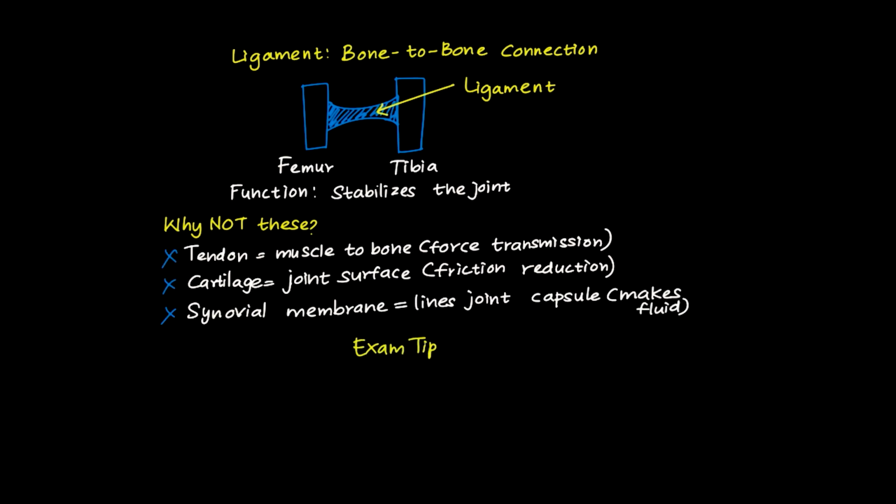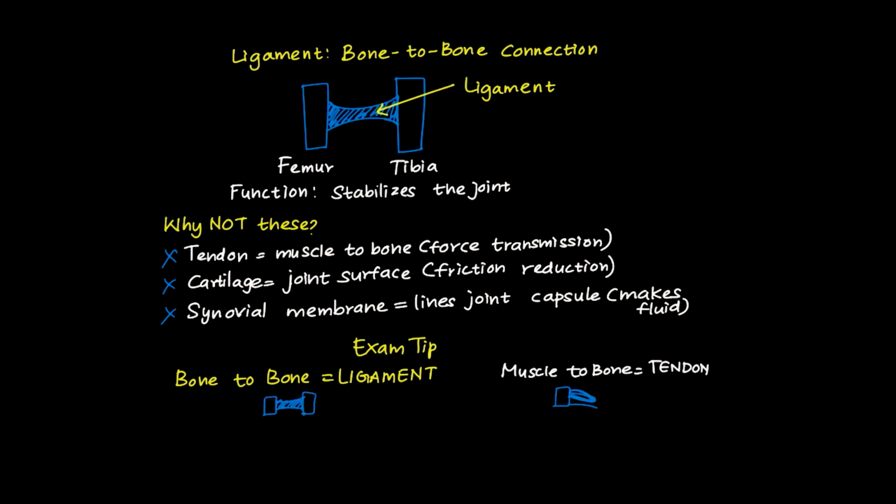Here's a WGU D312 OA exam tip for you. Bone to bone equals ligament. Muscle to bone equals tendon. That's the distinction they'll test over and over. Quick hook. Ligament equals links bones. Tendon equals tugs on bone from muscle.